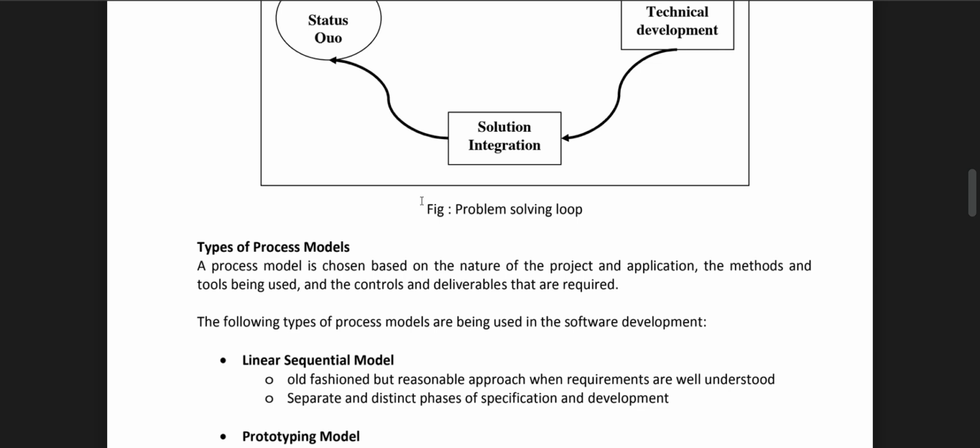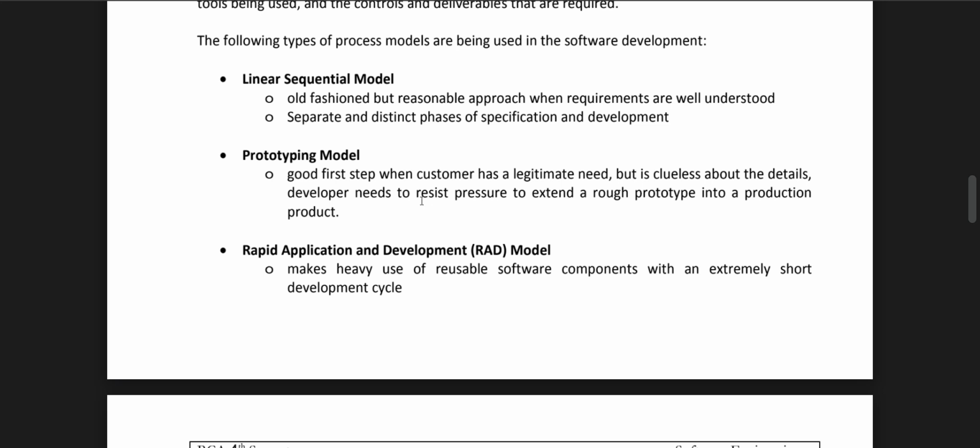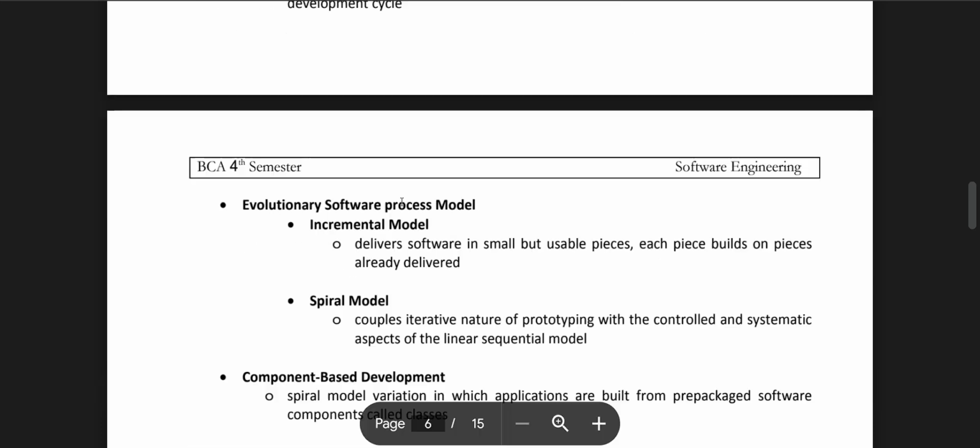Prototyping model: a good first step when the customer has a legitimate need but is clueless about the details. Developers need to resist pressure to extend the raw prototype into the production product. Rapid application development, the RAD model, makes heavy use of reusable software components with an extremely short development cycle.